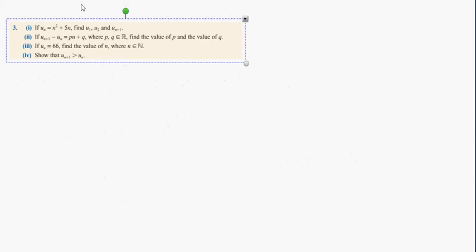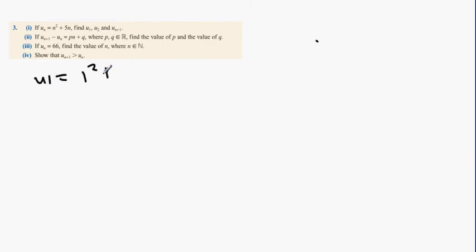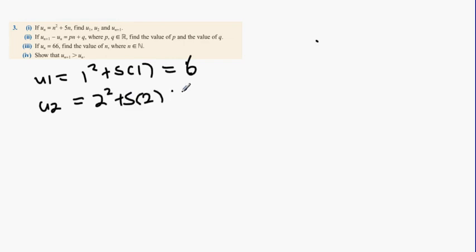Okay, so now we're going to move on to some questions. Part 1. If Un is n squared plus 5n, find U1, U2 and U of n plus 1. Well, to get U1, just replace n with 1, and what we're going to get here is obviously going to be 6. Then U2 is going to be 2 squared plus 5 times 2, which is going to be 14. Okay, once again, very easy.